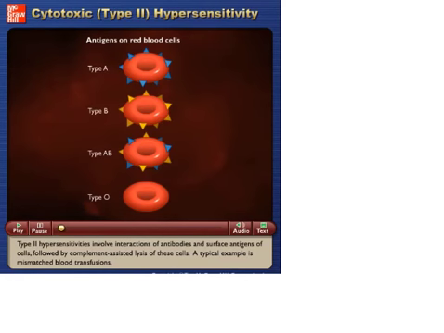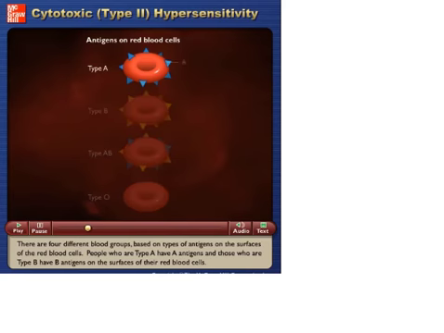Type 2 hypersensitivities involve interactions of antibodies and surface antigens of cells, followed by complement-assisted lysis of these cells. A typical example is mismatched blood transfusions. There are 4 different blood groups, based on types of antigens on the surfaces of the red blood cells. People who are type A have A antigens, and those who are type B have B antigens on the surfaces of their red blood cells.